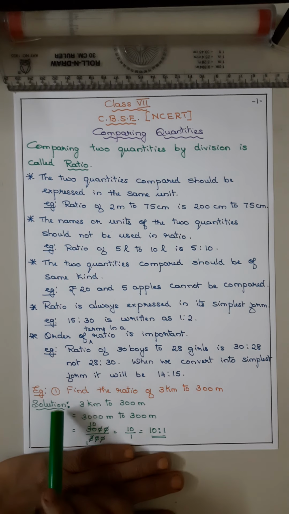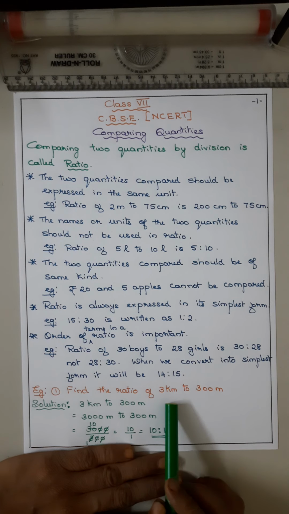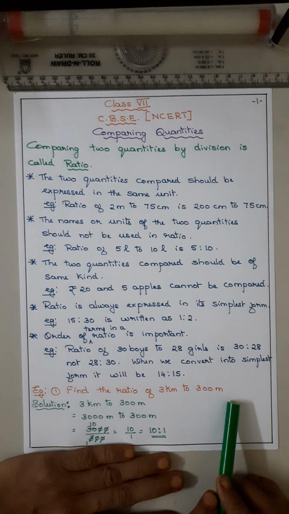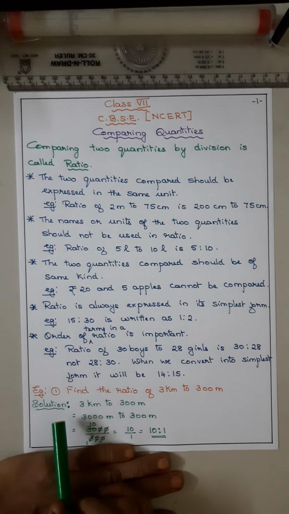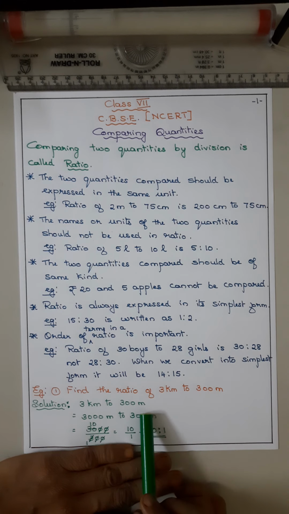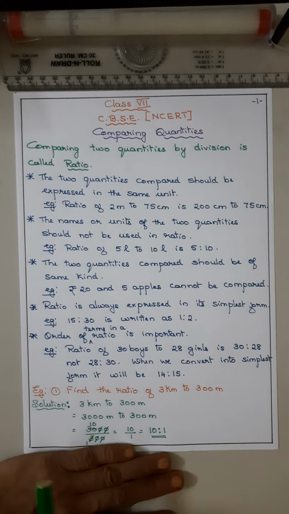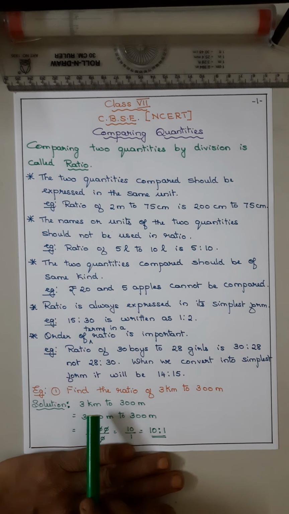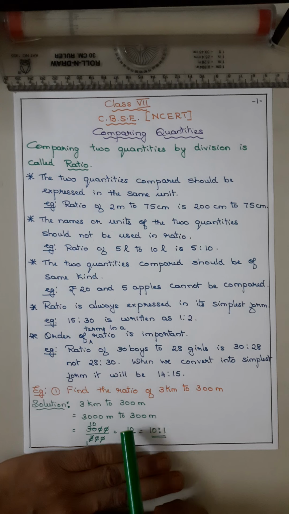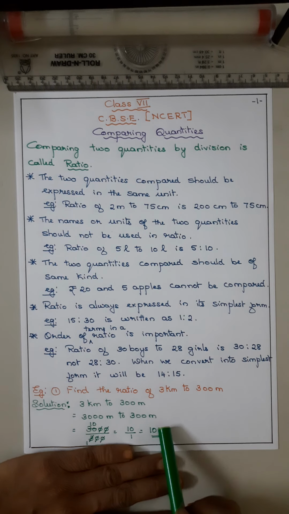Now example 1. Find the ratio of 3 kilometer to 300 meter. So first, what we have to do: 3 kilometer and 300 meter. The units are not the same. So convert the bigger unit to the smaller unit, that is kilometer to meter. So 3 kilometer can be written as 3000 meter to 300 meter.